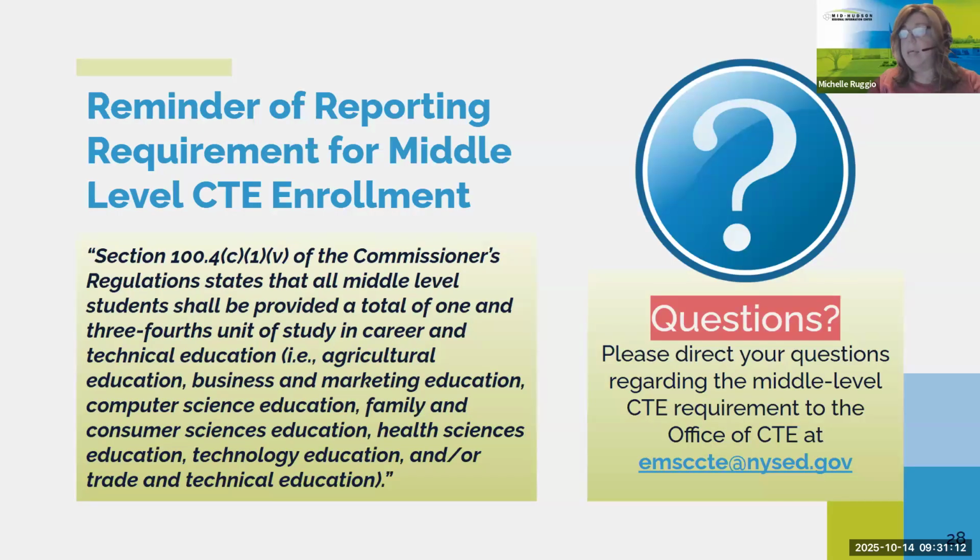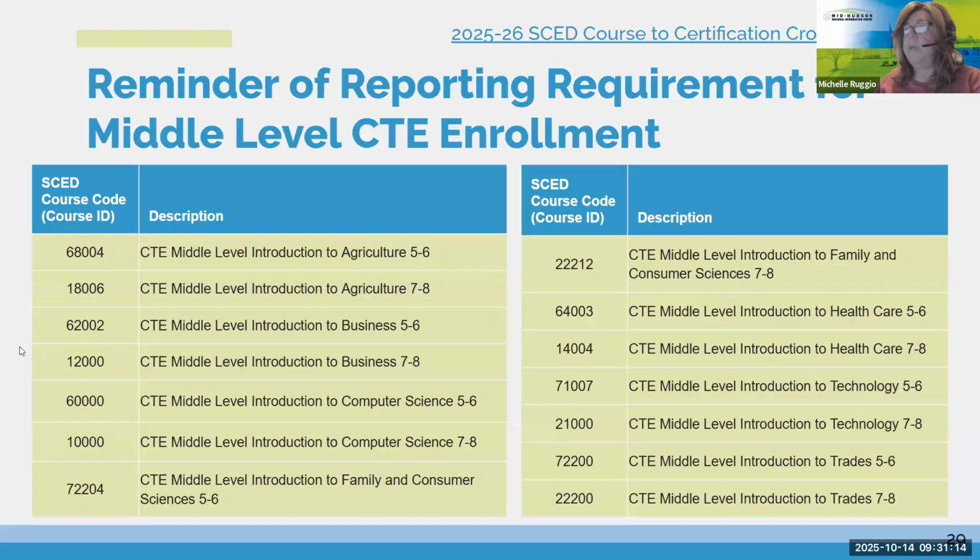So if we look at the next slide, the following New York State SCED codes outlined in the SIRS manual must be used to report courses that fulfill the New York State middle level CTE requirement and course instructor assignment, student class entry exit, and student class grade detail. So districts must map their local codes to these specific state course codes to indicate that they are CTE middle level courses. There are 2 state course codes for each of the 7 content areas, one for grade 5 and 6, and one for grade 7 to 8.